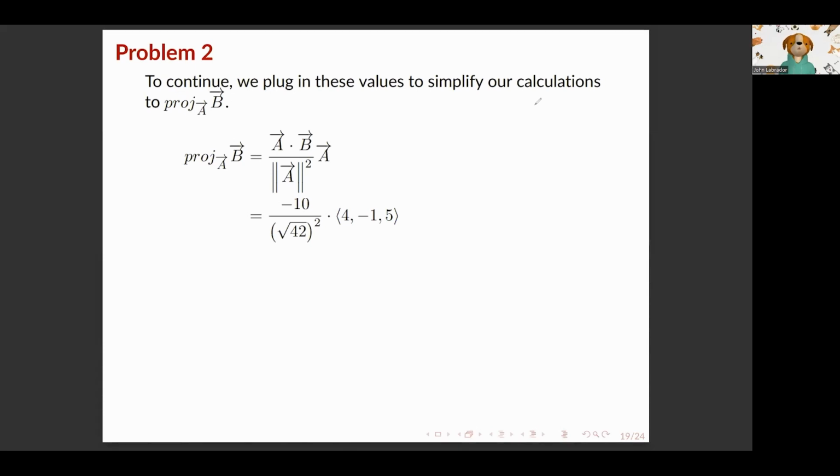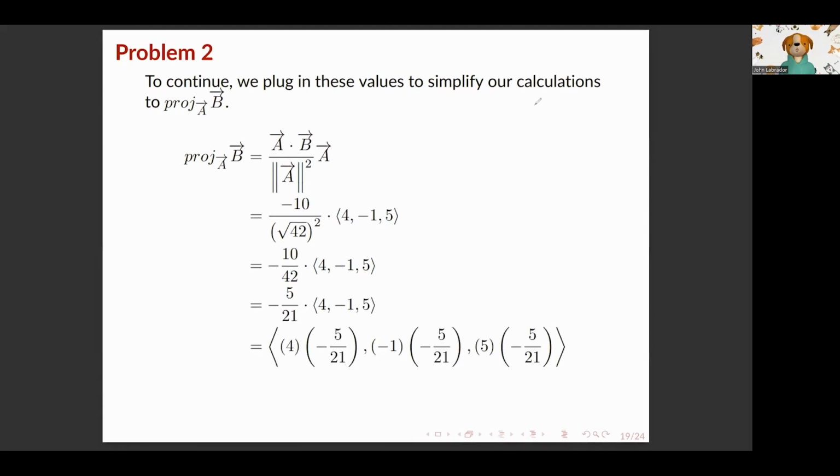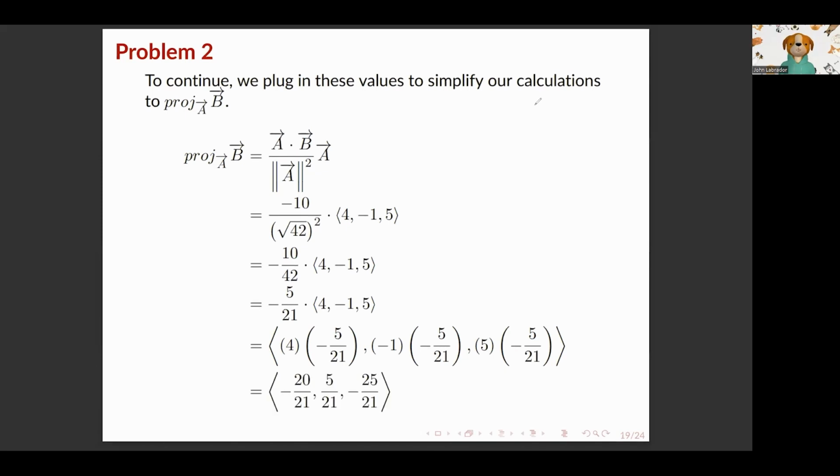And since we are to square the denominator, the radical sign will just cancel. And then we can simplify this fraction, negative 10 over 42, into negative 5 over 21 and apply scalar multiplication. We distribute the scalar into the vector, and then we get negative 20 over 21, 5 over 21, and negative 25 over 21 as the components for the vector projection of B onto A.